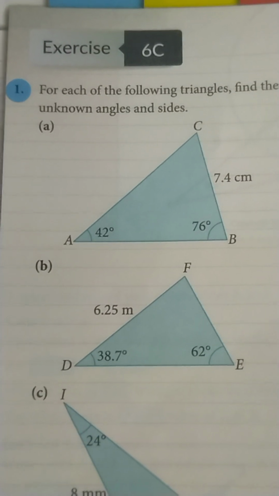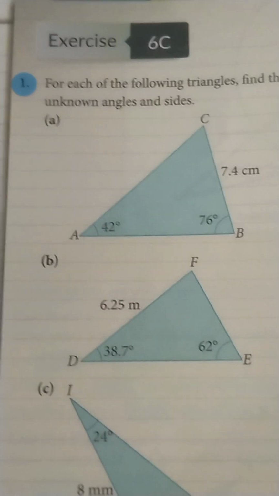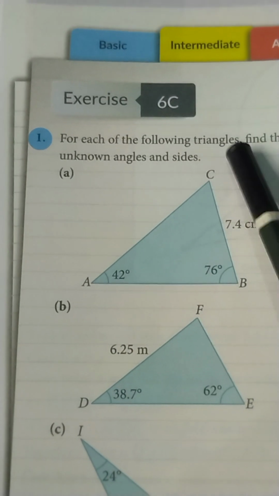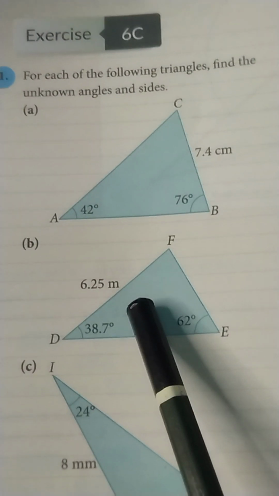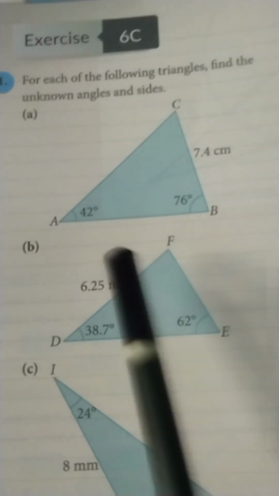Let's start the Oxford Syllabus of Mathematics, Book 4, Chapter 6, Further Trigonometry, 6C. The question says: for each of the following triangles, find the unknown angles and sides. Part B, triangle DEF. Let's start the question.